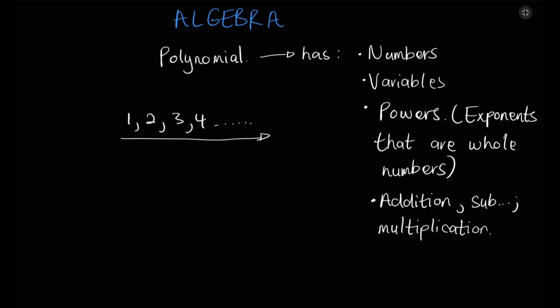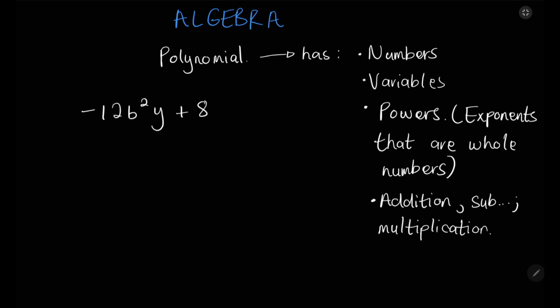Now let's try another example. If you have negative 12b to the power 2y plus 8x, is this a polynomial? No, because it has a negative 12. If we had, let's say, m plus m to the power 2 minus 12, is this a polynomial?